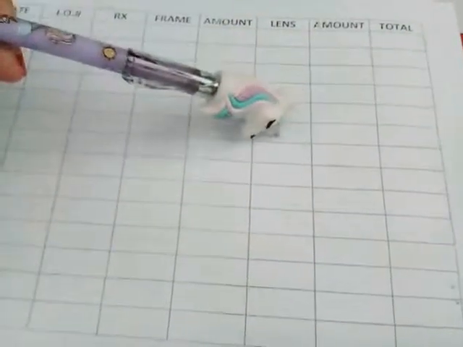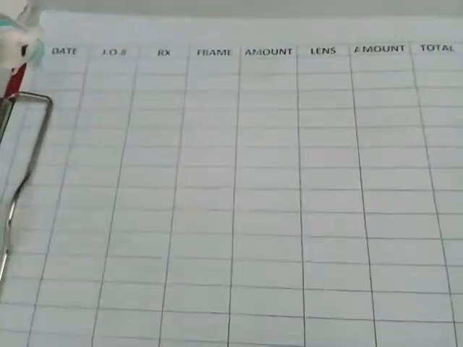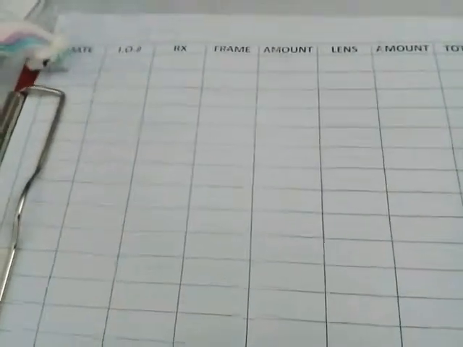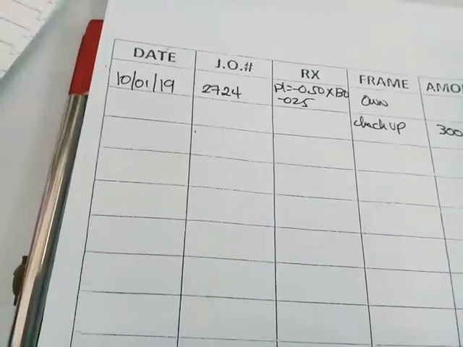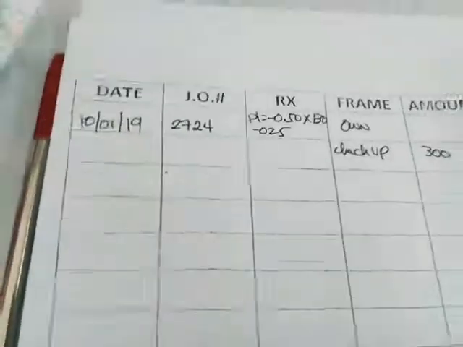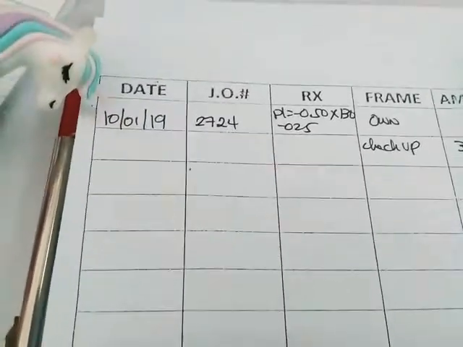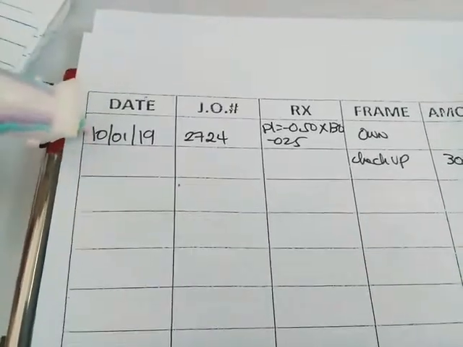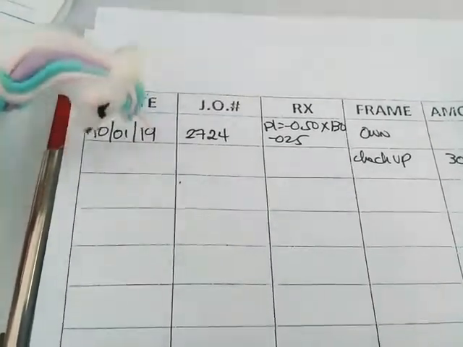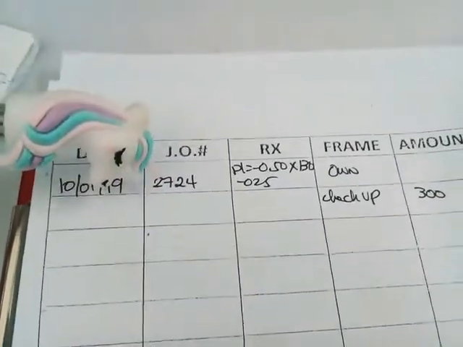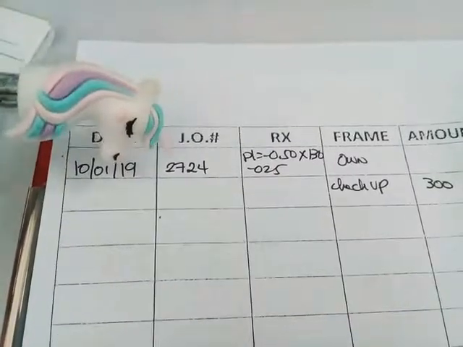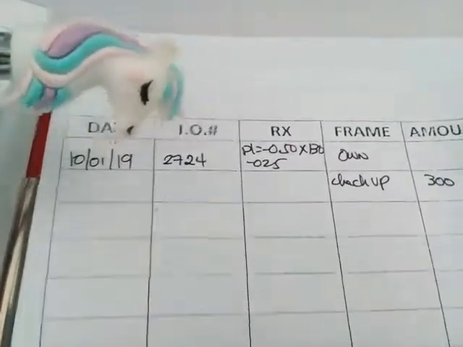So why do we have so many boxes? If the patient wants to have a new RX or prescription, you will write it there, and on the date you will indicate. So I'll just show you an example. For example, the patient went to your clinic last October 1, 2019. We have our JO number here, that's our own job order number, which is the one we are going to send to the lab.